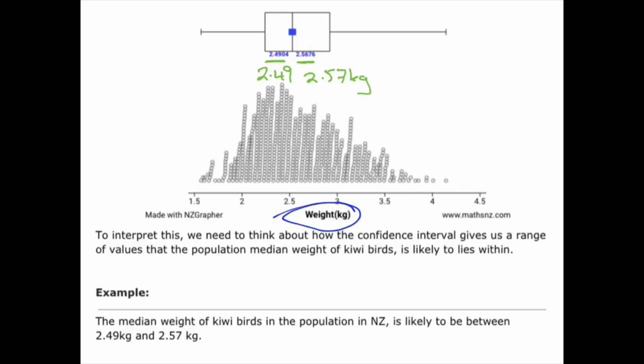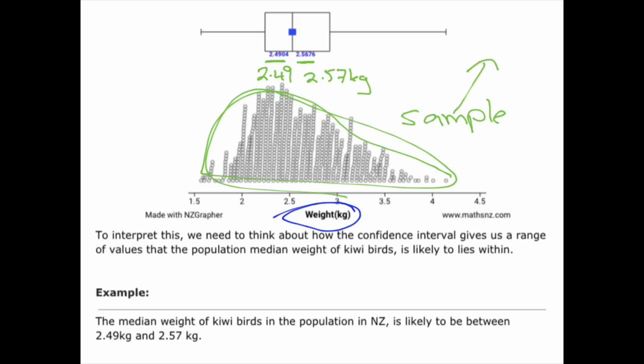Now I want to think, right, this data set that I've got here is my sample. And the confidence interval is trying to estimate what is happening in the entire population of all kiwi birds. Okay, so I'm estimating that for all kiwi birds the median weight is somewhere between 2.49 and 2.57 kilos. So that population median is somewhere between those two numbers. And that's what I'm going to write up in the example, and that's what you can see I've written below: that the median weight of kiwi birds in the population of New Zealand is likely to be between 2.49 and 2.57 kilos.